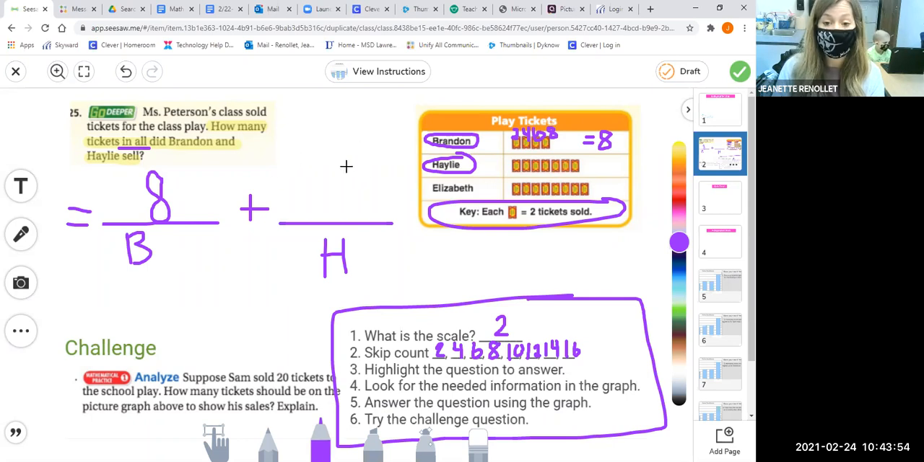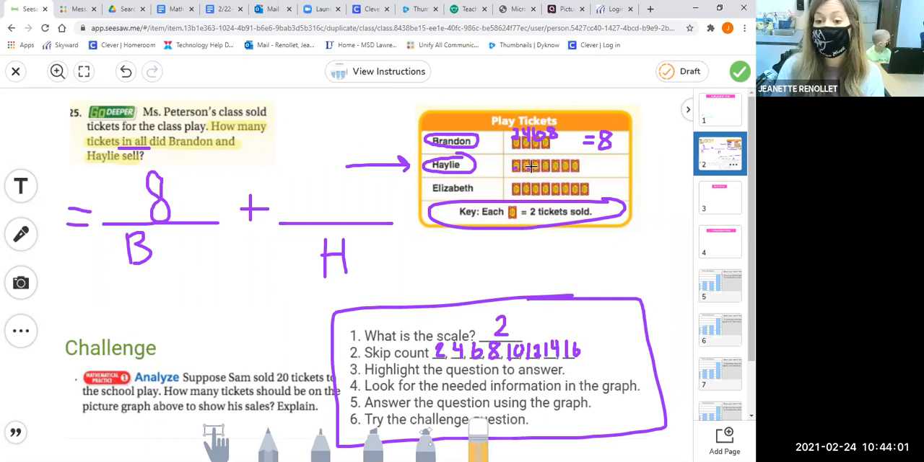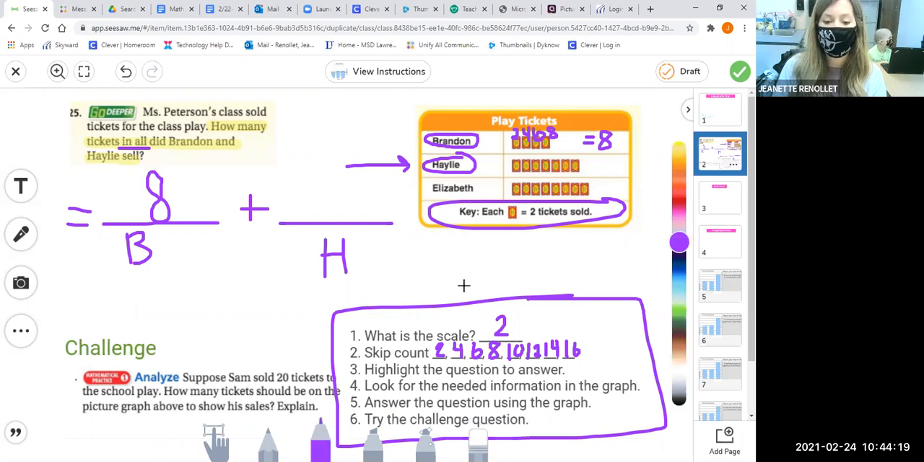Next, we have Haley. Look at Haley on the graph. I count 1, 2, 3, 4, 5, 6, 7 pictures for her, but I know we're not counting by 1s. I know our scale says we're counting by 2s. So we can skip count by 2 to get all the way up to how many Haley sold. 2, 4, 6, 8, 10, 12, 14. Haley sold 14 tickets. So I can fill it in for Haley. You need to be doing the same now.